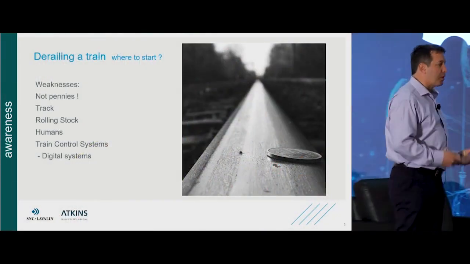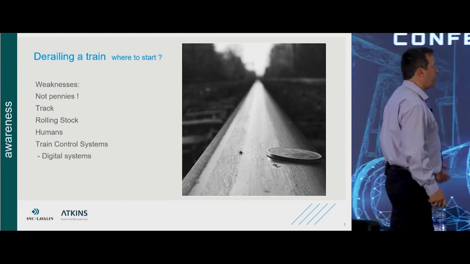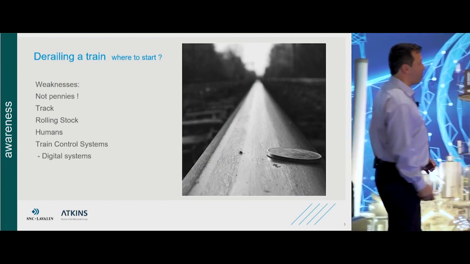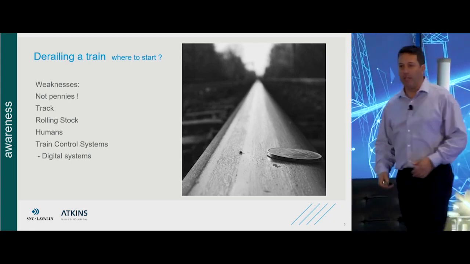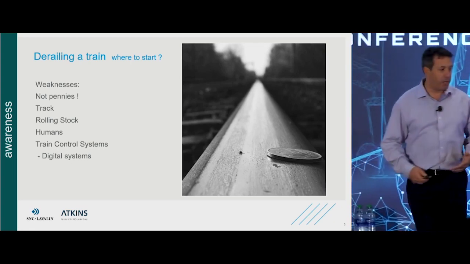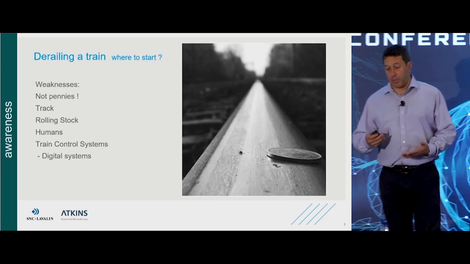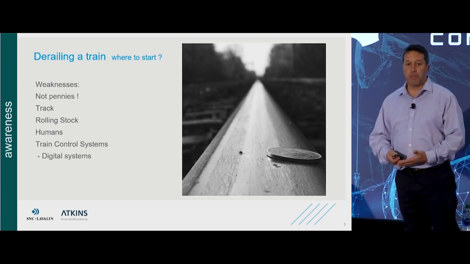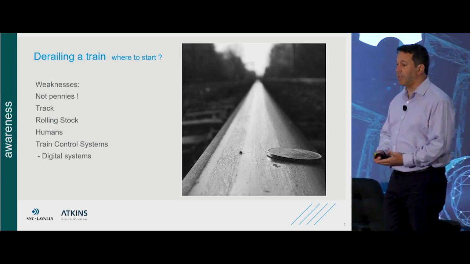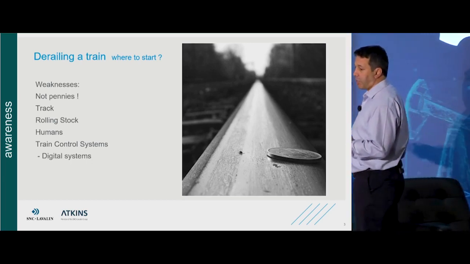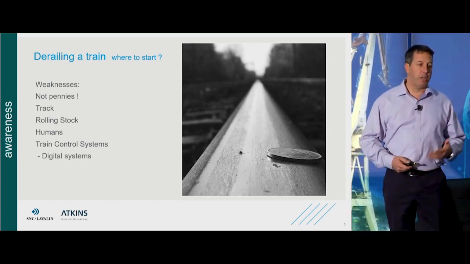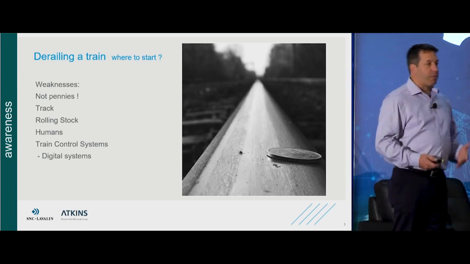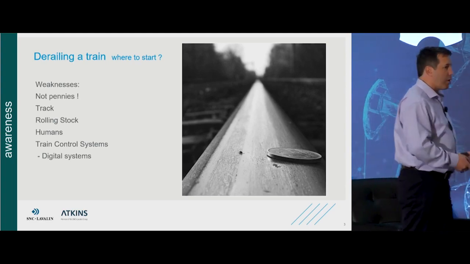So if we're to derail a train, where do we start? Certainly not with pennies. It is a misconception that you put a penny on a track, it will derail a train. It doesn't work that way. So basically, a train system is a number of subsystems, such as tracks, rolling stocks, human beings, and digital control systems, which is where we're heading with this.